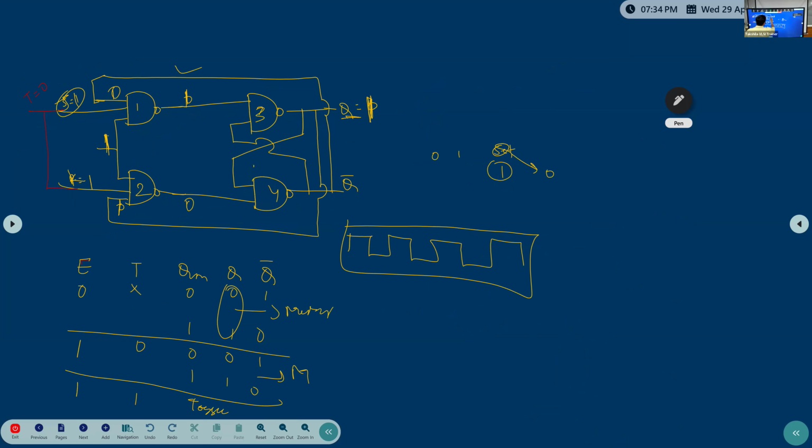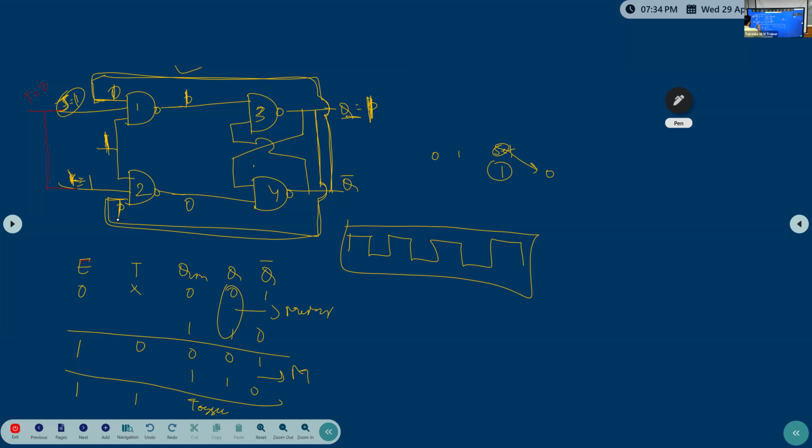Q is connected to the second gated SR latch input, and Q bar is connected to the first gated NAND gate. So then J is there and K is there. When J equals 1 and K equals 1, both of these become 1, so the output depends on the memory. Say the memory is 0.